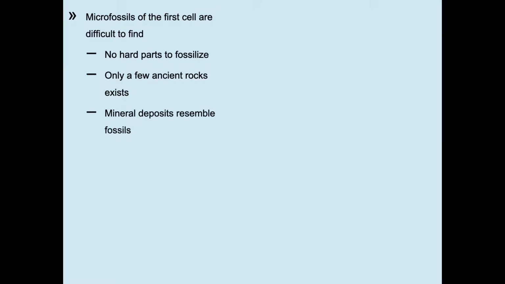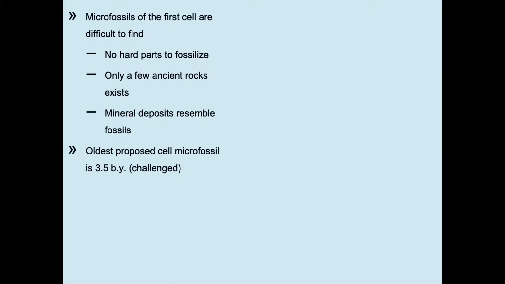Finding and identifying signs of early cells is a challenge. Cells are microscopic, and most have no hard parts to fossilize. In addition, only a few ancient rocks that might hold early fossils still exist. Tectonics have destroyed nearly all rocks older than 4 billion years old. Furthermore, structures formed by non-biological processes, such as mineral deposits, sometimes resemble fossils.